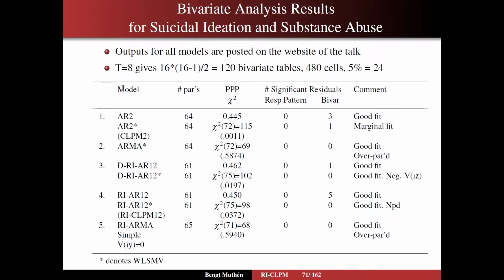So again, we report it in terms of different models, number of parameters, PPP for Bayes, chi-square for WSMV, and then here we have the TECH10 output, number of significant residuals for the response patterns and for the bivariate tables, and then my comments on quality of fit.